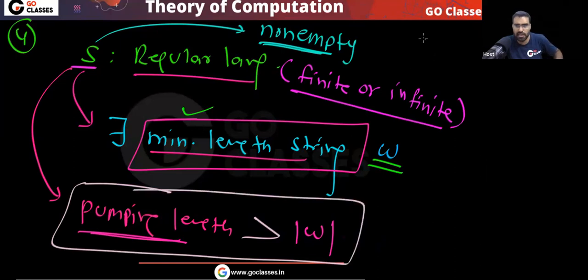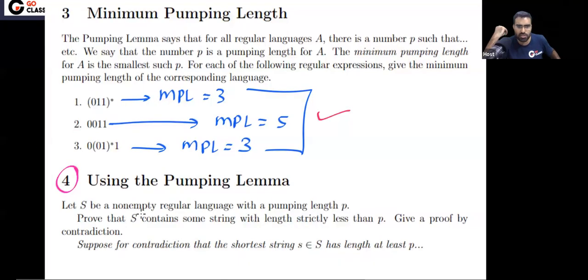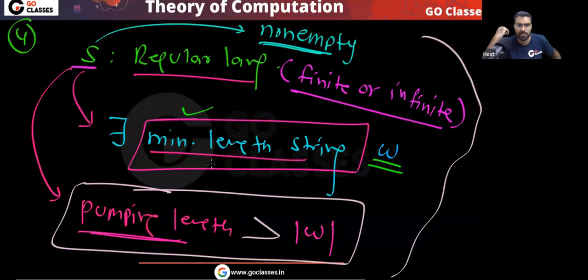This we have already seen in the last class, and this is what this question is asking. Did you notice? If the pumping length is P for a non-empty regular language, then there is some string with length strictly less than P. Please tell me, did you understand? This question number 4 is basically asking this.